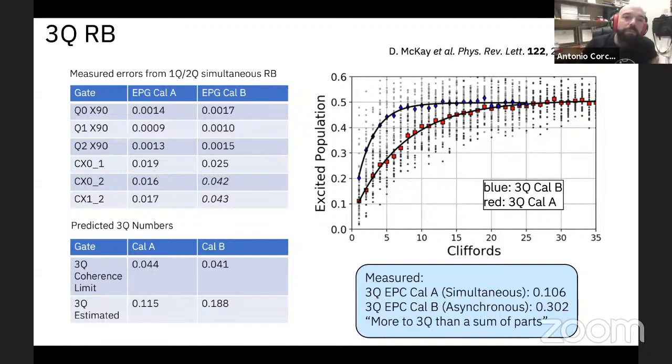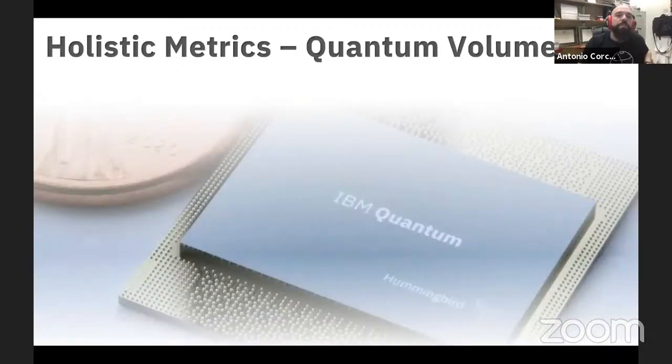So with that in mind, we want to look at holistic metrics, and this will be the last part of the talk. We want to try to come up with a protocol that actually tells us how a given size system will perform in some kind of quantum protocol, which we want to be as universal as possible. So we are going to get a number, we are going to get an answer, and we want that answer to be as informative as possible.